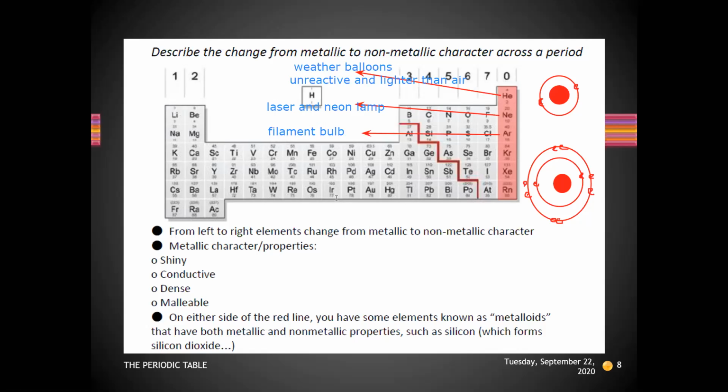So helium is used in weather balloons, it is unreactive and lighter than air. Neon is used in lasers or neon lamps, and argon is used in a filament bulb. These bulbs are not common now because of low efficiency, but these are the tungsten or filament bulbs, so there's a tungsten filament inside.